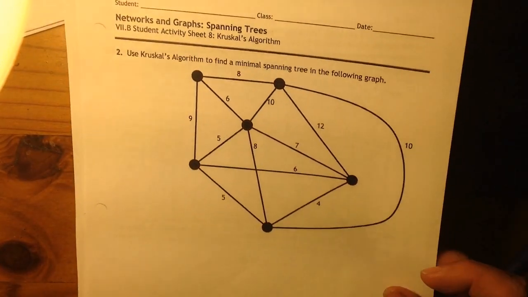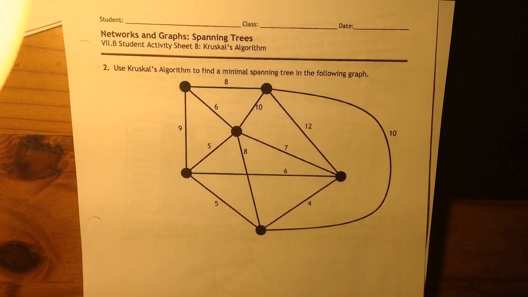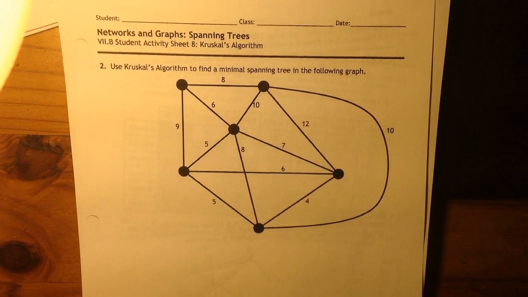What I want you to do is to do the same thing. Use Kruskal's algorithm to find a minimal spanning tree in this graph. Okay? And I'm going to ask you on today's practice to give me the total of the minimum spanning tree. And if you could send me a picture of your spanning tree. Draw a picture of it with the edges on there and send that to me, and also tell me the total. Okay? All right.